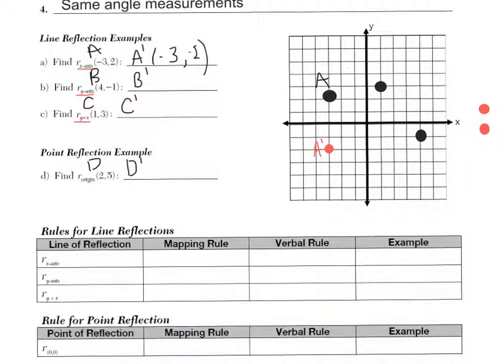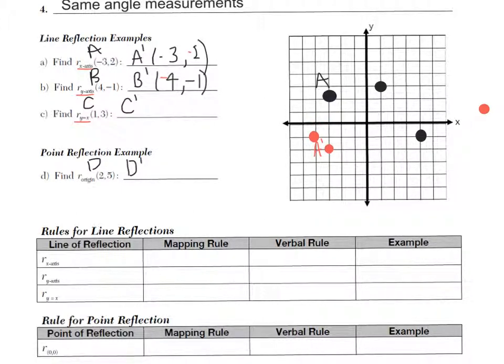Okay, now let's take a look at point B. Point B is being reflected over the y-axis. This time, instead of changing my y value, now we're going to change my x value. So here I have the point, its original point is (4, -1). And since it's being reflected over the y-axis, I'll change the sign of my x value. So my 4 is positive here. So over here, my 4 will become negative. Okay, that means that my new point B prime is at (-4, -1).